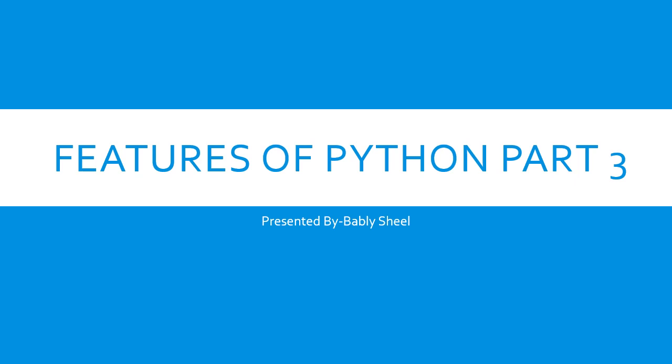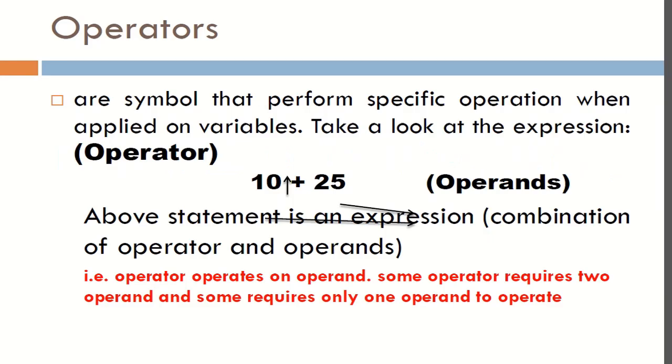Today we'll deal with the further topic of features of Python. We were continuing the topic of tokens. So our next topic is operators. What do you mean by operator? Operators are the symbols that perform a specific operation when applied on variables.